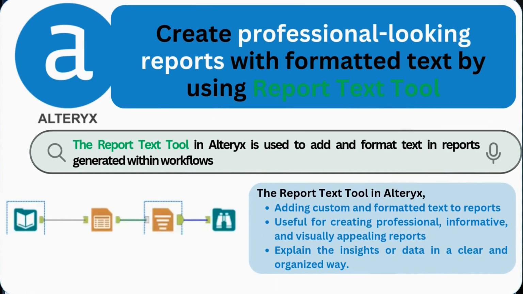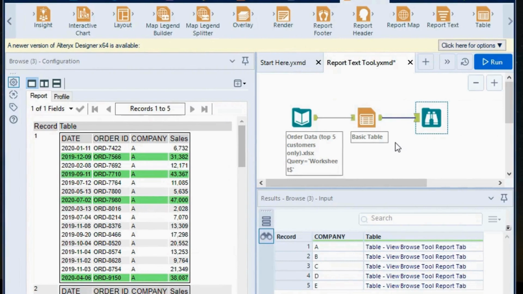How to use the report text tool. The report text tool is basically used to give headings or titles to the tables or charts which you create in Alteryx. For example, if you go to my basic table video, you will understand how to create basic tables in Alteryx and how to highlight certain rows. If you see this particular table, here the record has been created. There are 5 companies A, B, C, D, E, and the record has been created as per the company name. Here 1 corresponds to this particular table, which is company A, 2 corresponds to the second table, which is company B, and now I want to add a heading to these tables company-wise.